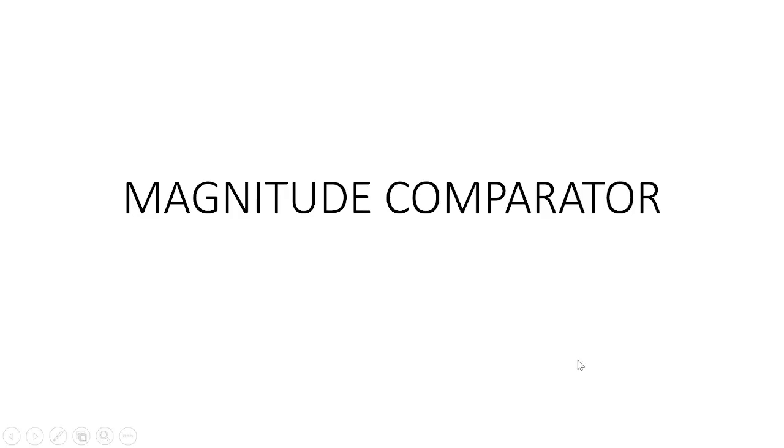Now I am going to discuss the magnitude comparator, for comparing two 4-bit numbers. You may compare 4-bit numbers, or 5-bit, 6-bit, 3-bit, or 2-bit. It is up to you. The logic I am going to explain will cover all of them. I am going to explain it for 4 bits, but that method can be used for any number of bits.